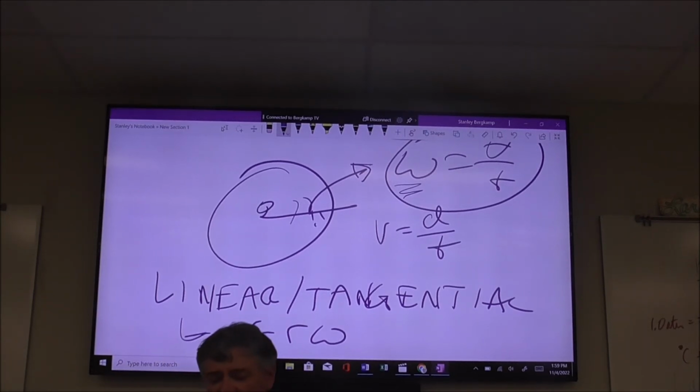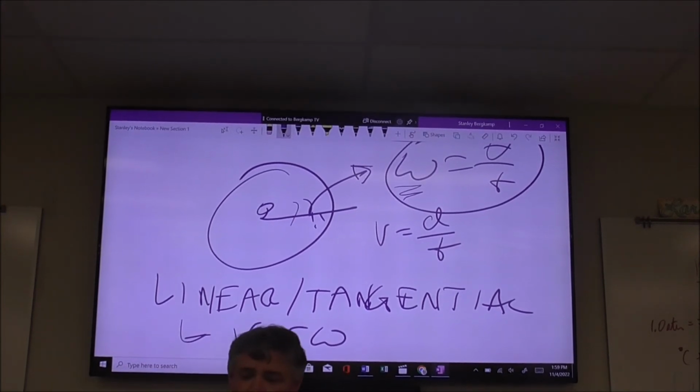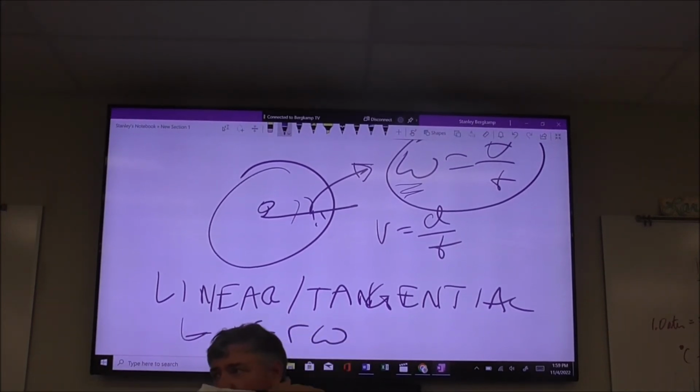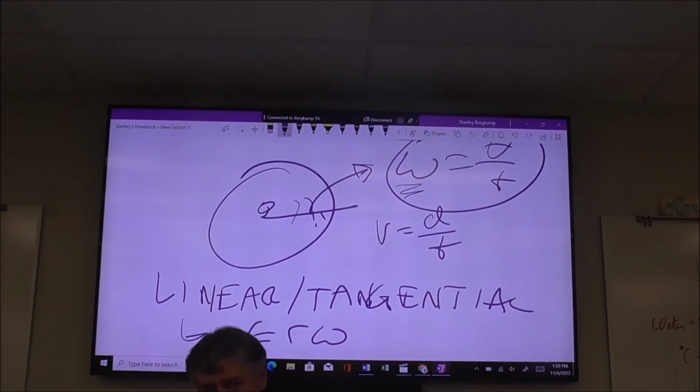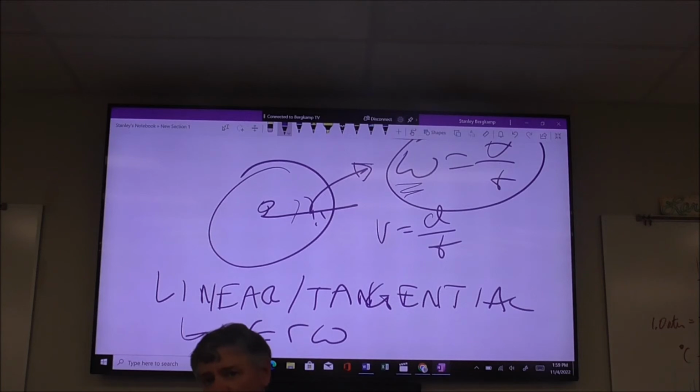Some people like to think of it like being in the band. If you're out here trying to march around in a straight line, you've got to walk much faster than you do if you're closer to the center. That's how some people like to think about it.